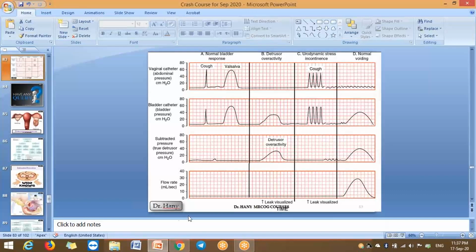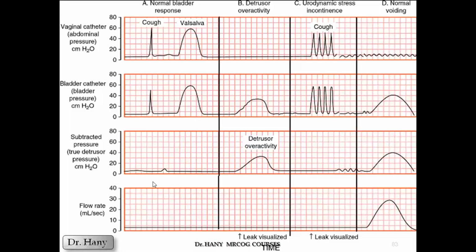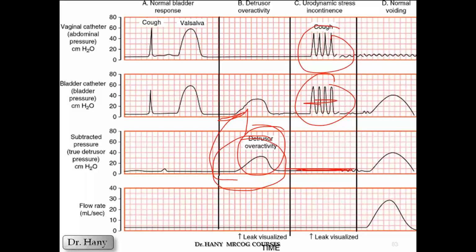Yes, clear. So the question will come like here. A detrusor muscle contraction gives you an intravesical pressure, so detrusor overactivity. Stress urinary incontinence is a clinical diagnosis. Cough, intra-abdominal pressure transmitted to the intravesical. Detrusor muscle is stable, no contraction. Okay? If there is a leak, it is urodynamic stress incontinence. All these are exam questions.